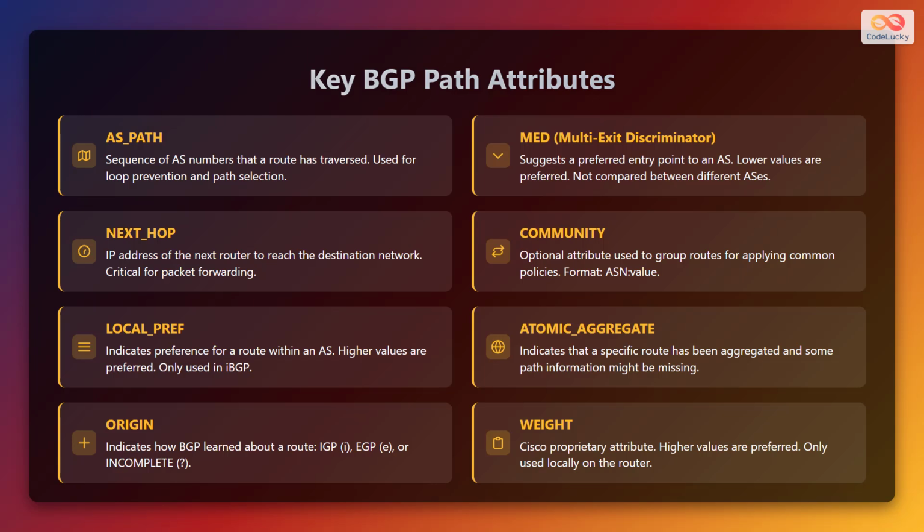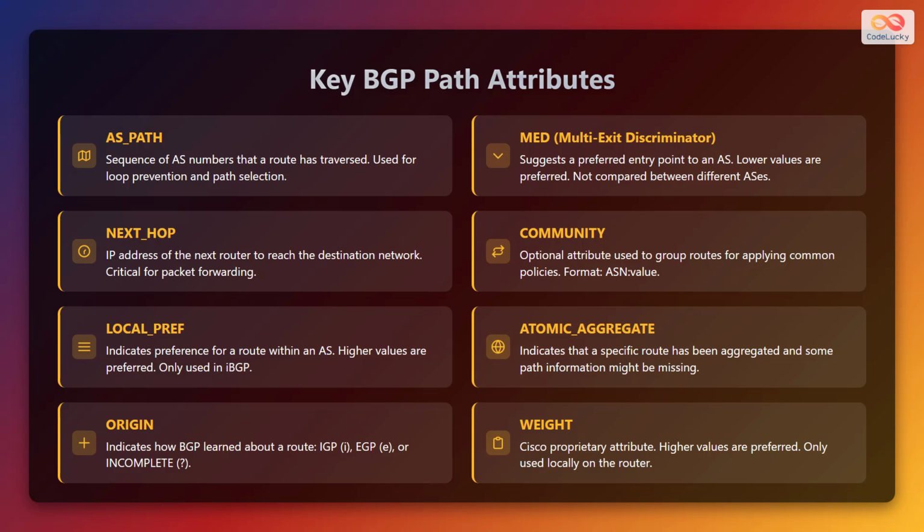Origin indicates how BGP learned about a route, either through an interior gateway protocol, exterior gateway protocol, or is incomplete. The multi-exit discriminator, or MED, suggests a preferred entry point to an autonomous system, with lower values preferred, but is not compared between different autonomous systems. Community is an optional attribute used to group routes for applying common policies, formatted as autonomous system number, then value.